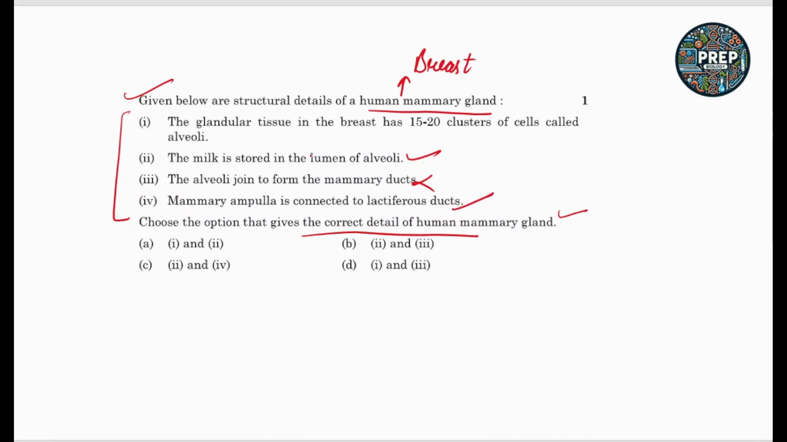This is correct. Why is the first statement incorrect? Because we know that the 15 to 20 clusters of cells are not the alveoli. These are the mammary lobes. So statement second and statement fourth are correct. The answer number C is correct.